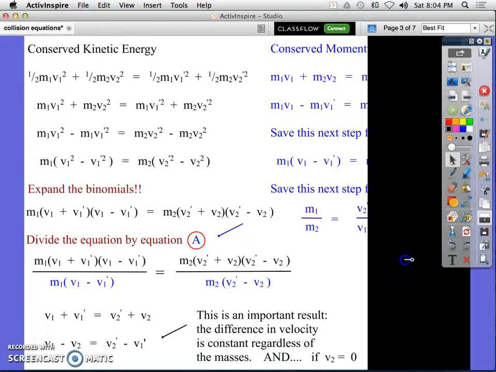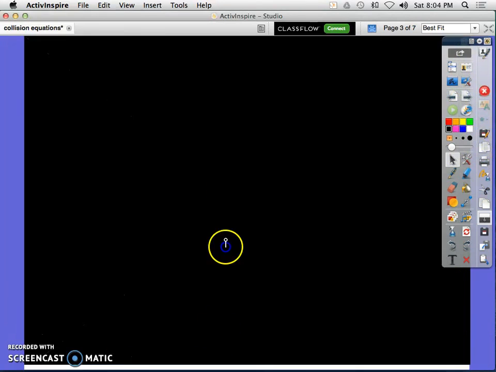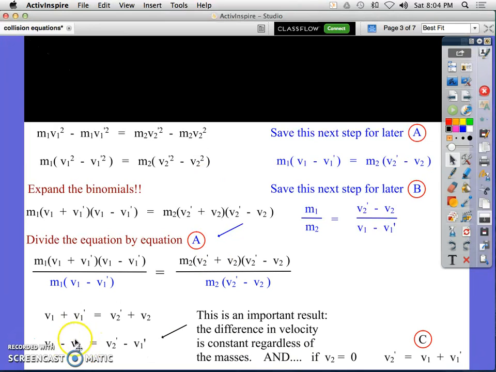And furthermore, if v2 is 0, I'll just do it this way. If v2 is 0, then v1 is equal to v2 prime minus v1 prime.